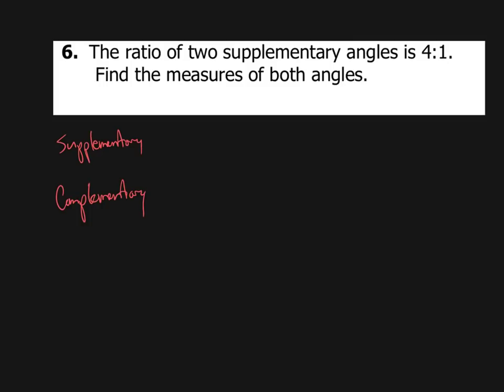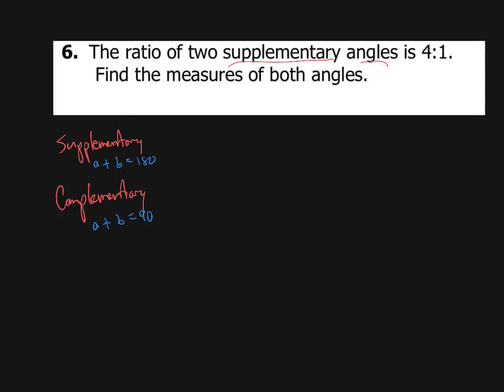Before we get too far, we want to just review the idea of supplementary: the measure of angle A plus the measure of angle B equals 180, versus complementary: A plus B equals 90. It's important to know vocabulary so that when we see them buried in application problems, we can move along pretty good. So we got this idea of supplementary angles, right?